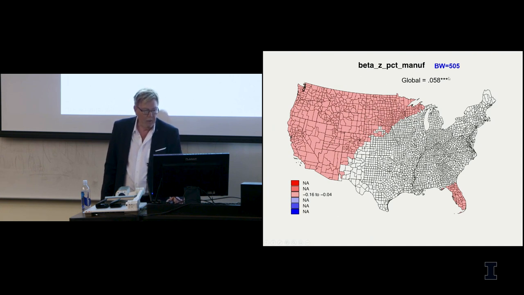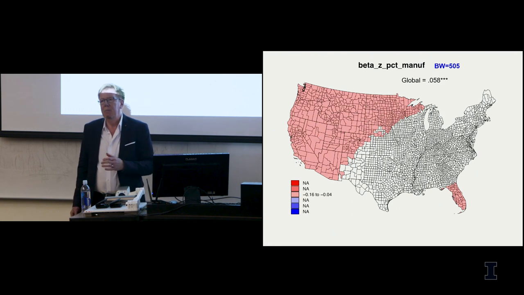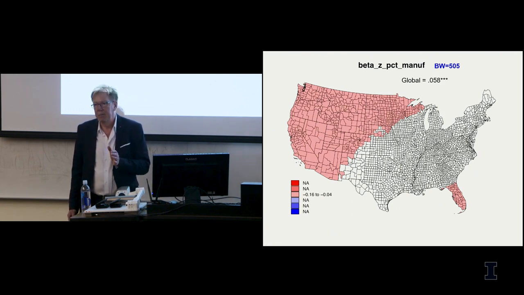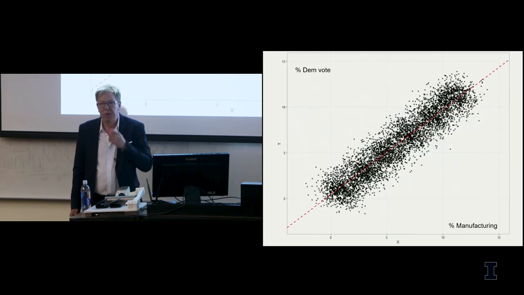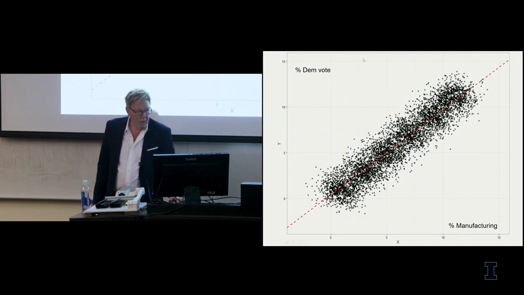Now, this is interesting. The global parameter is significantly positive. It's actually highly significantly positive. It's significant at the 0.001 level. But the local parameters where they are significant are negative. It's a great example of Simpson's paradox with spatial data. Because what's happening at the national picture is this. The counties with high proportions of employment in manufacturing are also the counties that tend to vote for the Democratic Party. And we've got a distribution of points that looks like that.